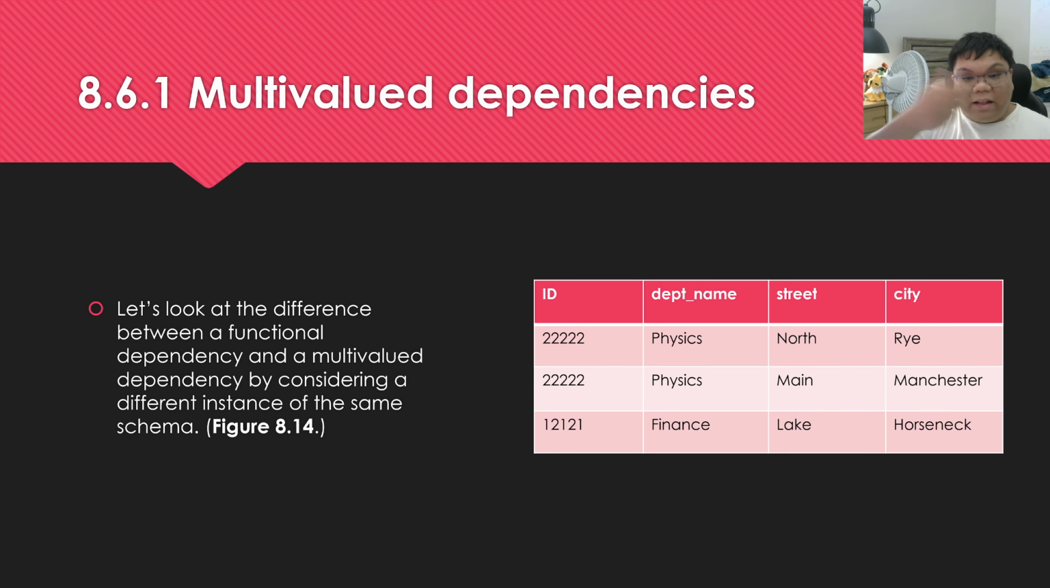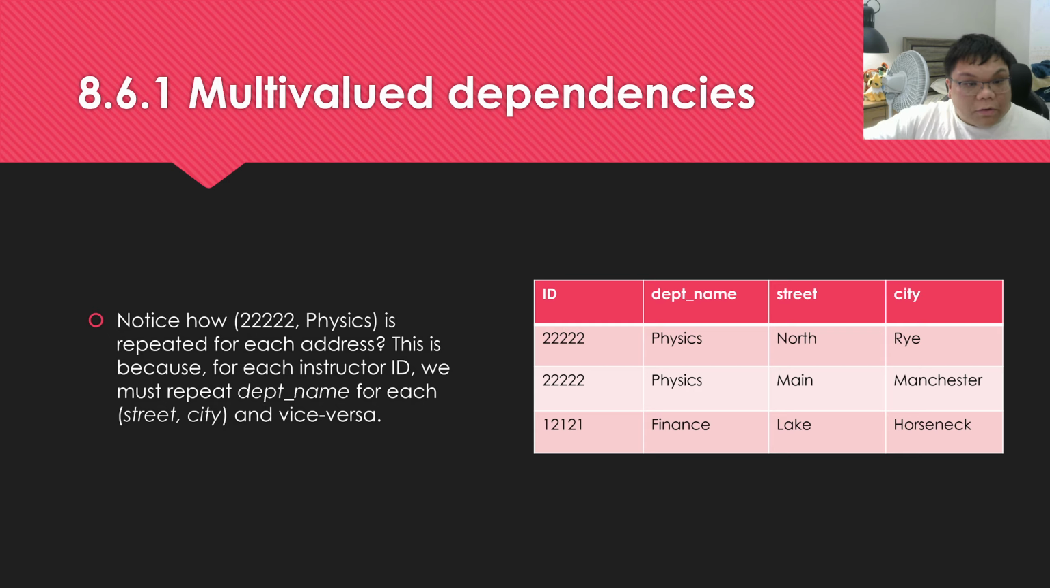Here's another instance that we're going to use to look at the difference between a functional dependency and a multi-valued dependency. So notice how 22222 physics is repeated for each address. So this is an instance where one instructor is part of one department but has two addresses.